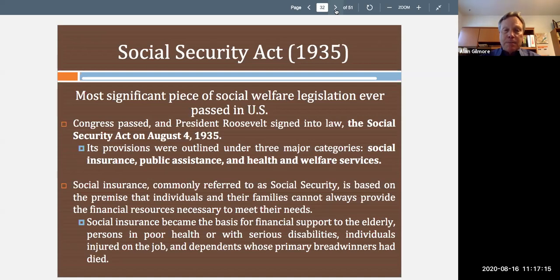So social insurance became the basis for financial support to the elderly, for persons who are in poor health or with serious disabilities, people who are injured on the job. So there's disability insurance, and dependents whose primary breadwinner had died. You want to recall that this was right around World War II. And so you had a lot of families who were being impacted by the fact that they had lost the primary breadwinner to the war.